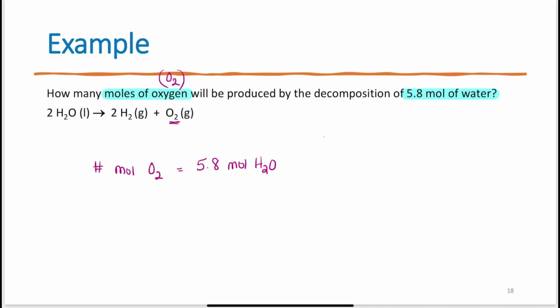I don't have to, it's already there. So step 1 is done. Our second step is to use the mole-to-mole ratio to convert to the moles of the new species. Okay, I've got 5.8 moles of water. Based on my balanced equation, I know that 1 mole of O2 is produced for every 2 moles of H2O that's decomposed.